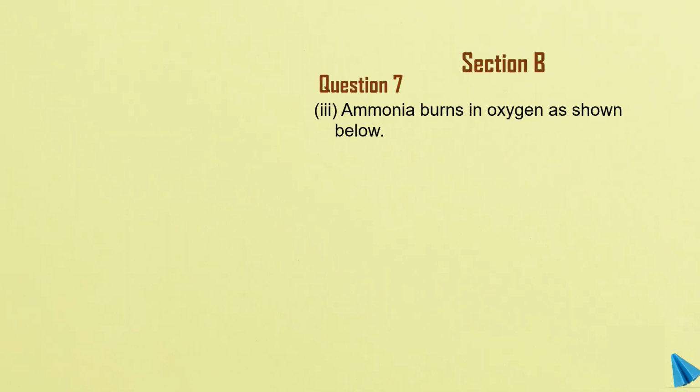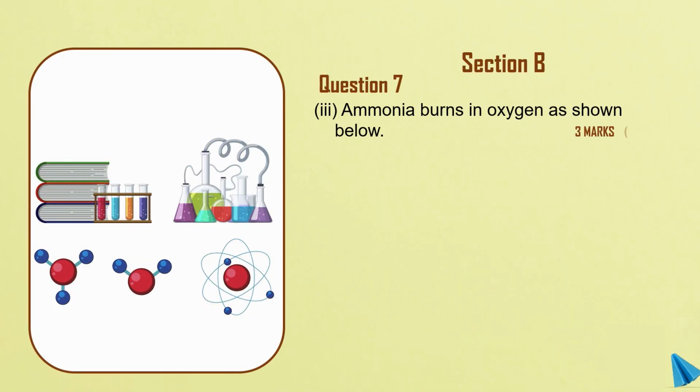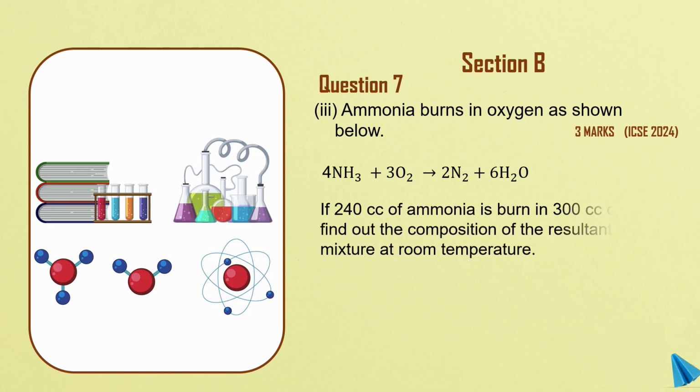It says ammonia burns in oxygen as shown below. That is 4NH3 plus 3O2 gives 2N2 plus 6H2O. If 240 cc of ammonia is burned in 300 cc of oxygen, find out the composition of the resultant gaseous mixture at room temperature. Let us see the solution.